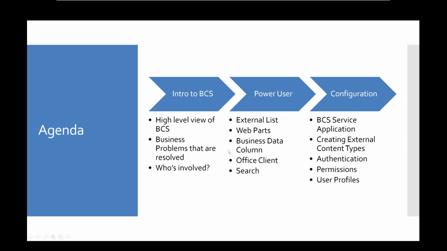So we're going to have a look kind of in reverse. We've got some external content types already built. This will help you see what the benefits of using business connectivity services are, and then we're going to have a look at how to configure it. I do it that way just so you understand what we're configuring, rather than just starting looking at some files and it meaning nothing to you.